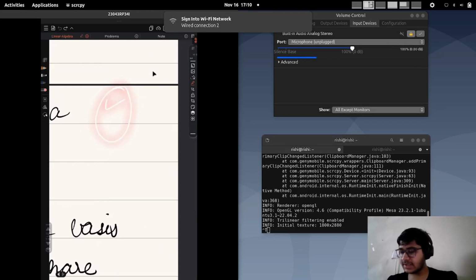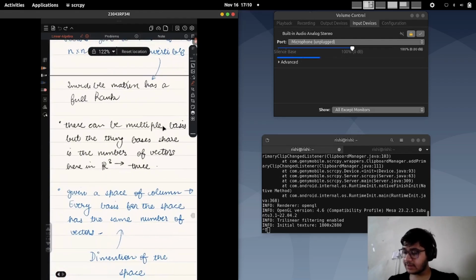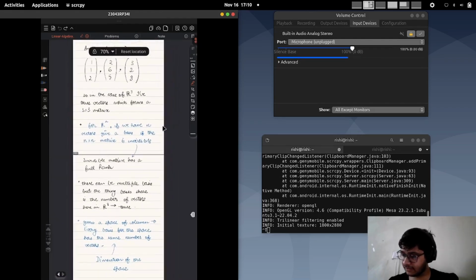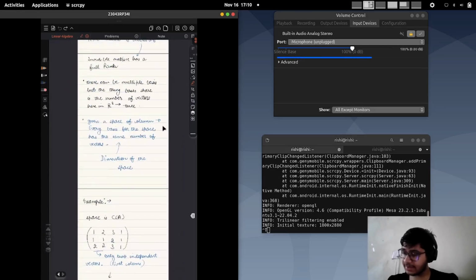So if both conditions are satisfied, we can declare that matrix as the basis of some column space. Then, all the bases of that column space, because there will be multiple bases, share one similar property, which is the size of the vectors, and that is called the dimension of that space. So calculating dimension requires calculating bases, which requires calculating independence and the span.